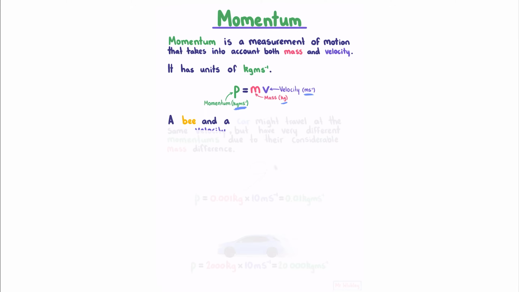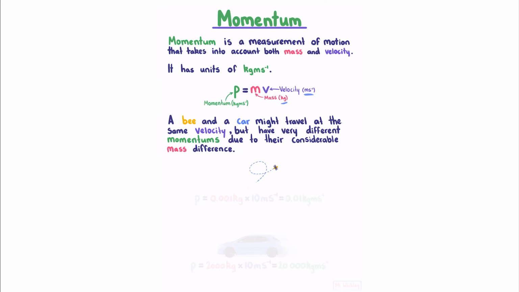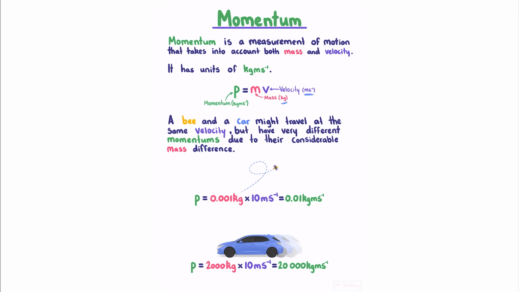A bee and a car might travel at the same velocity, but have very different momentums due to their considerable mass difference. For example, a bumblebee and car traveling at 10 meters per second will, because of their very different masses, have very different momentums.